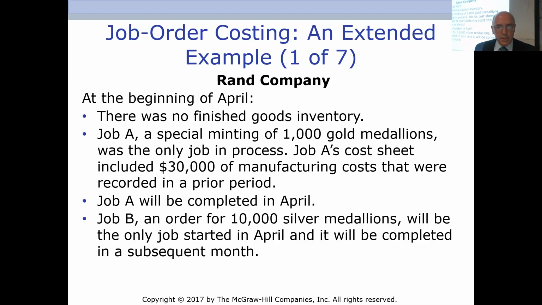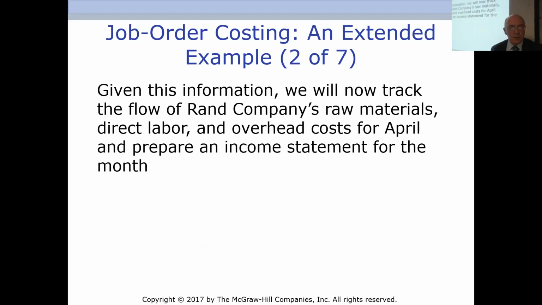Job A will be completed in April. Job B, an order for 10,000 silver medallions, will be the only job started in April, and it will be completed in a subsequent month. So it looks like there's going to be some work in process there. Given this information, we will now track the flow of Rand Company's raw materials, direct labor, and overhead costs for April and prepare an income statement for the month.